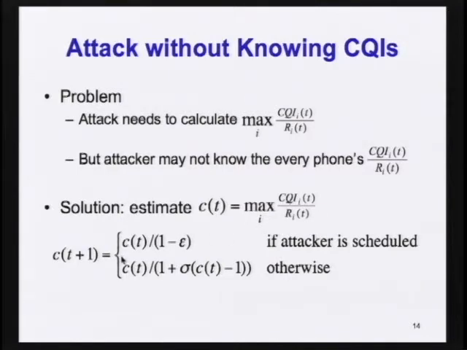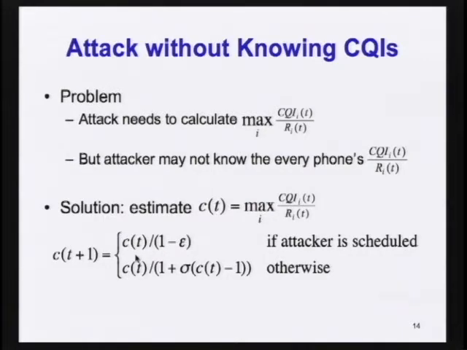Suppose at a time slot, the maximum ratio among all the other cell phones is C of t. Now, from that point on, the attacker can estimate future maximum ratios based on this formula. This is very similar to the sliding window that you saw earlier. So if the attacker is scheduled, then we increase the estimated maximum by a rate of 1 over 1 minus epsilon.